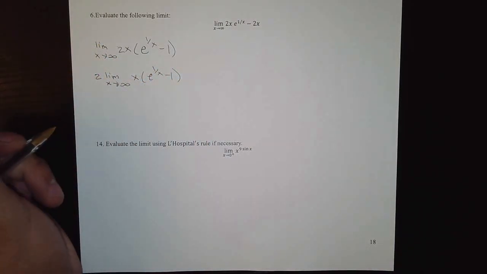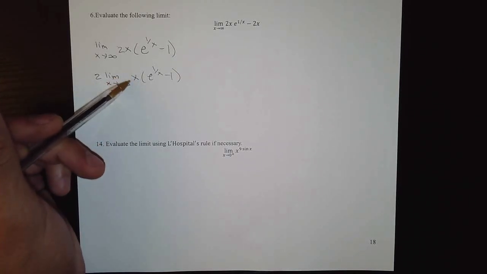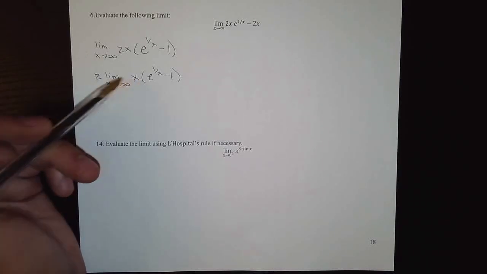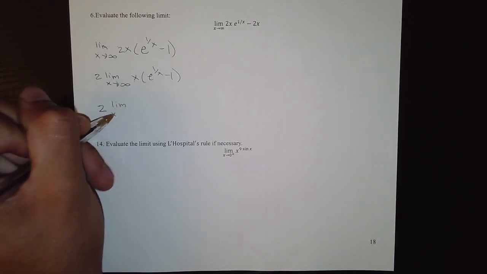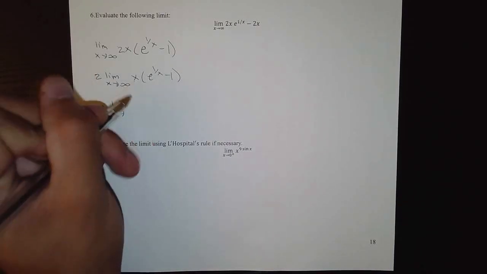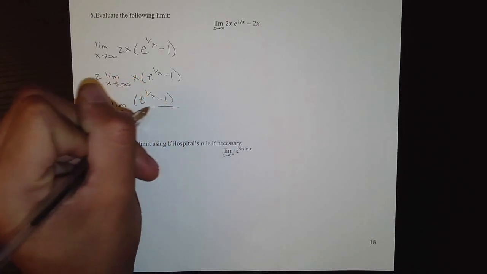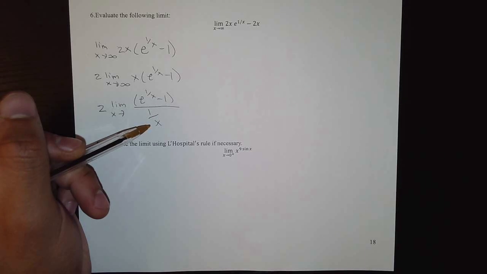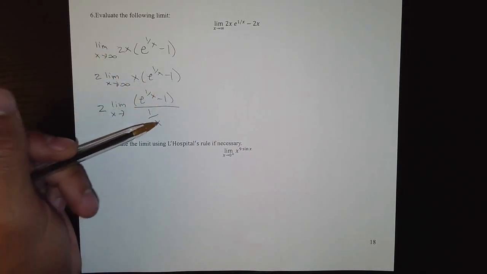And then our last step would be to use algebra in some kind of form. So we know that we can rewrite x times something as that something divided by the reciprocal of x. So this is the same thing as this notation right here.